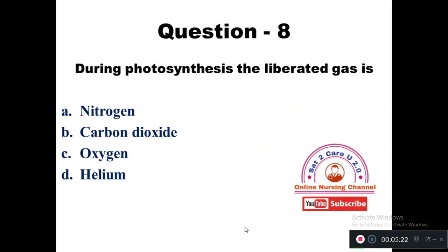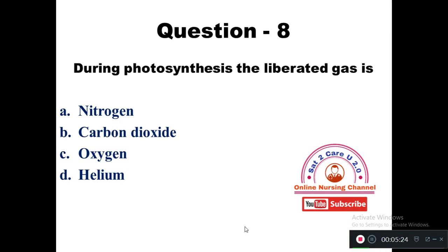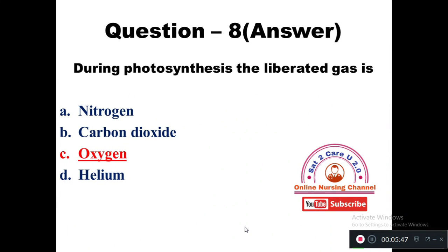Question number 8. During photosynthesis, the liberated gas is A. Nitrogen, B. Carbon dioxide, C. Oxygen, D. Helium. We all know very well the plant takes carbon dioxide inside and liberates oxygen. So in the plant, the photosynthesis process is going on for metabolism. So option C, oxygen is right.